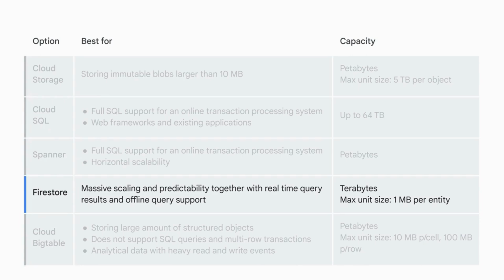Consider Firestore if you need massive scaling and predictability together with real-time query results and offline query support. This storage service provides terabytes of capacity with a maximum unit size of 1 megabyte per entity. Firestore is best for storing, syncing, and querying data for mobile and web apps.